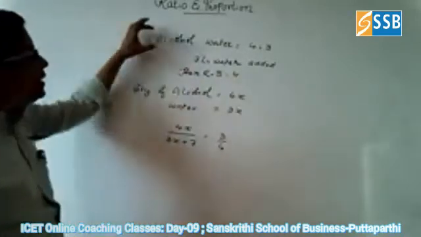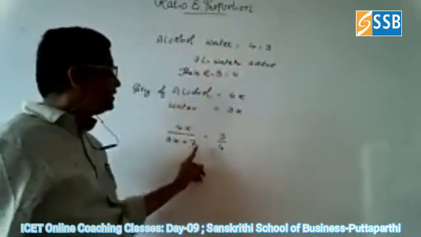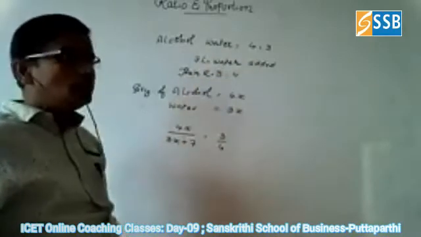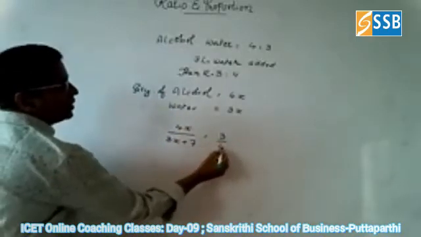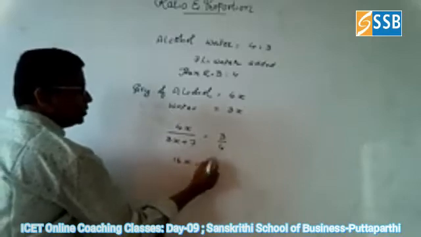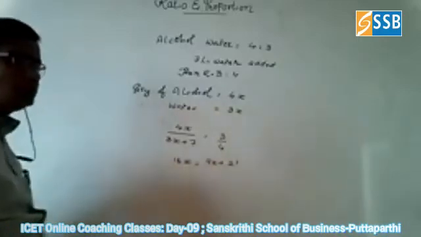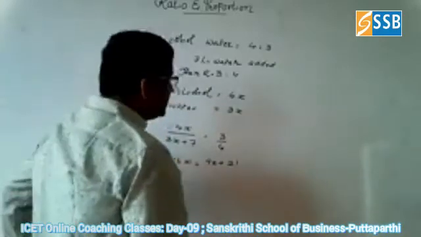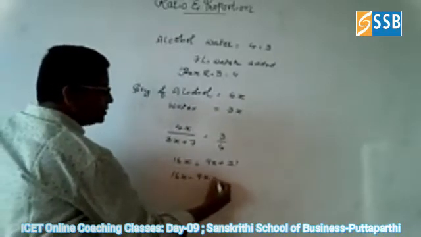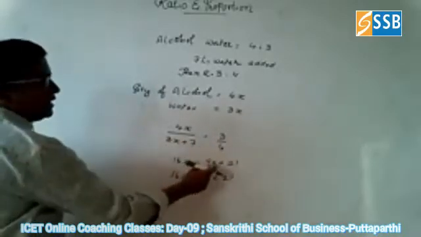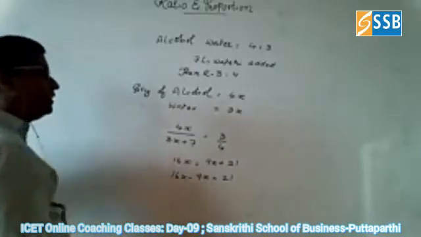3:4. A mixture contains alcohol and water in the ratio 4:3, 7 liters is added, then the ratio becomes 3:4, which is equal to 3/4. Now you go for cross multiplying. 4 4s are 16x is equal to 3 3s are 9x plus 7 4s are 28. Now you can bring the x to one side. 9x is adding, so if you bring it across, it will be subtracted. So what is 16 minus 9?